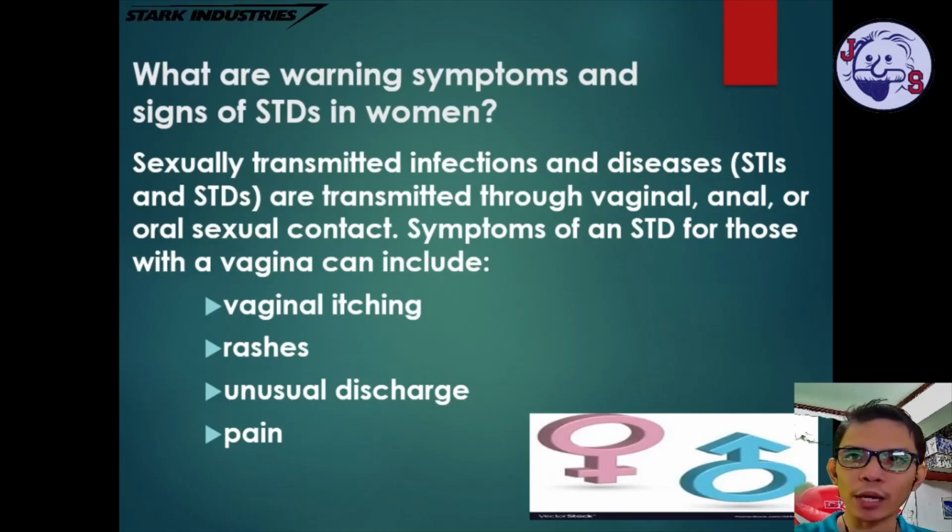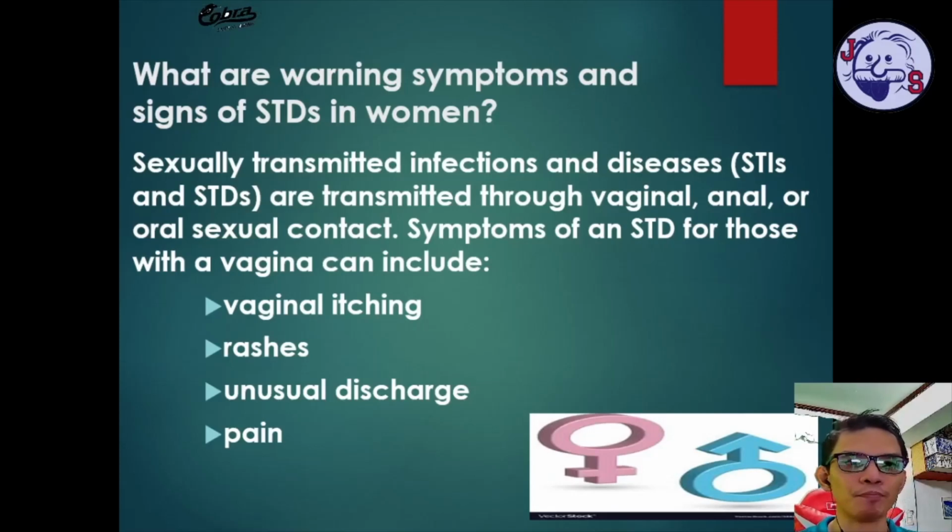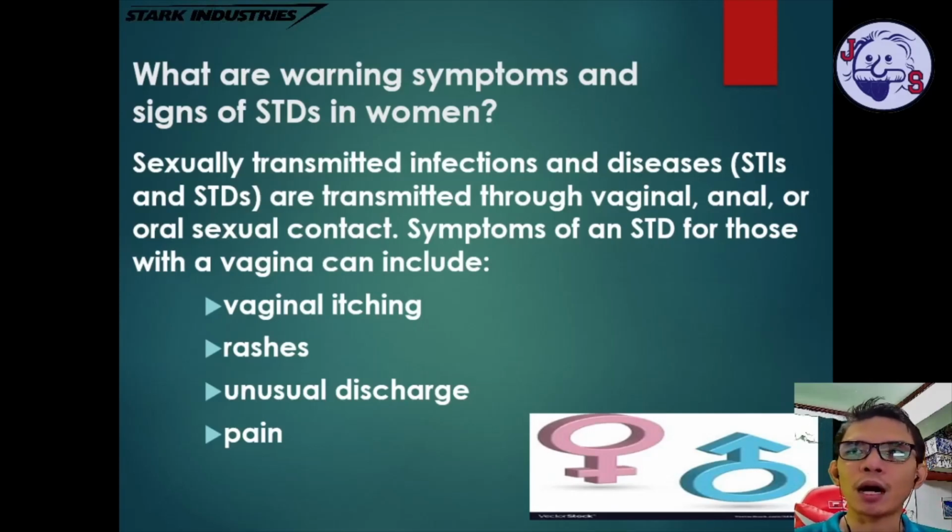The next one is rashes. We have unusual discharge like pus, or bleeding, and also pain in some areas, the genital areas in the female reproductive system. These are the symptoms that might indicate that you have a sexually transmitted infection.